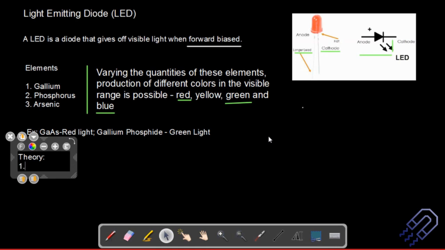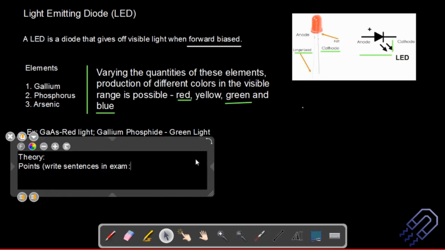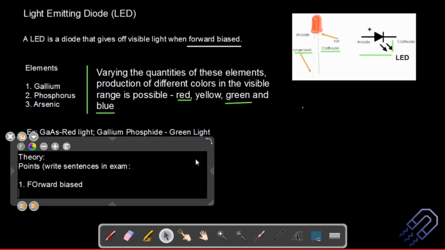The first thing is points. I will just write this. Write sentences in exam. Write sentences in exam is something that I'd like to suggest to you. So the first thing is it is forward biased. We have to have it in forward bias. And the next thing is what happens in the case of a diode when it is forward biased.